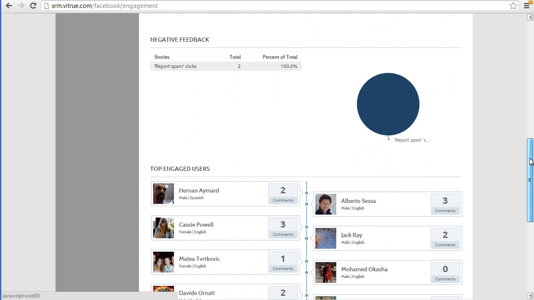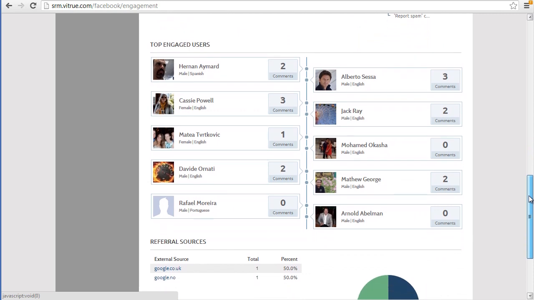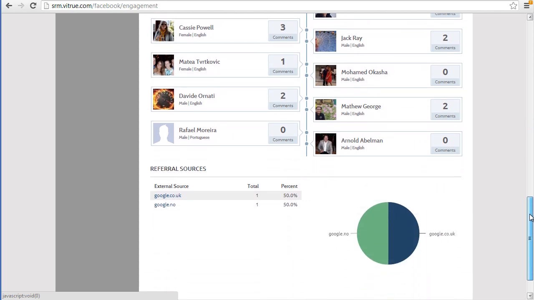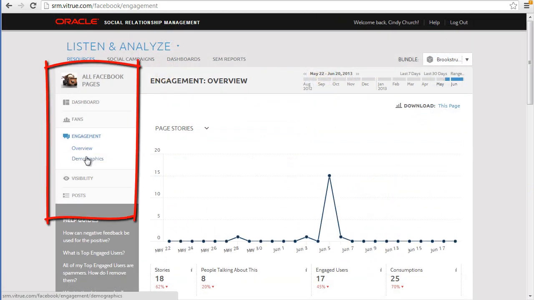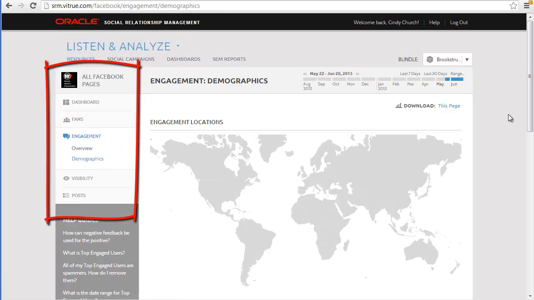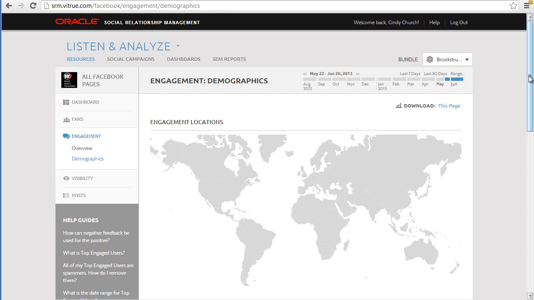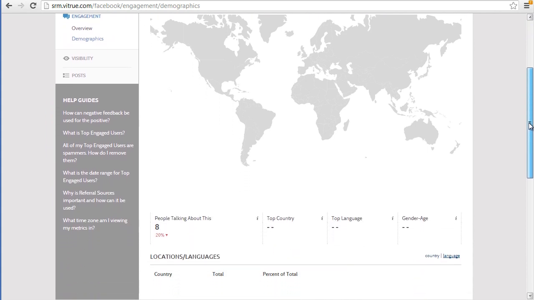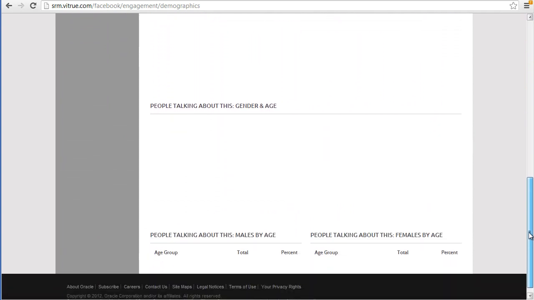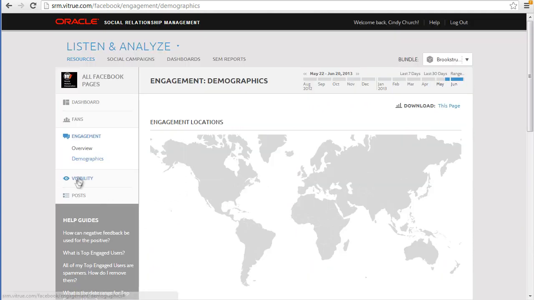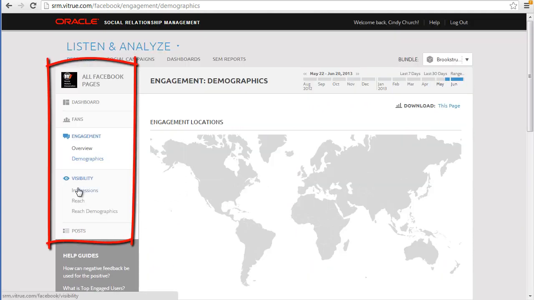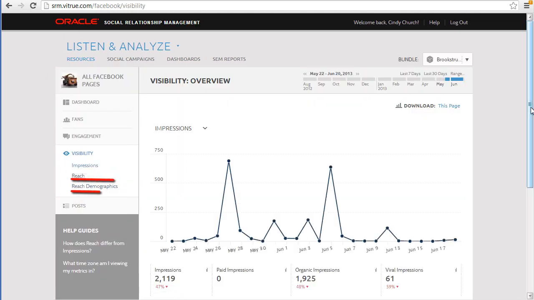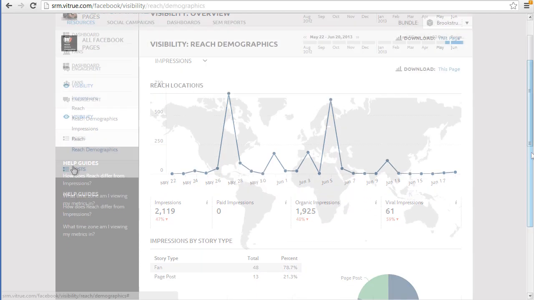You can scroll down to see the list of your top 10 engaged users based on user comments, and referral sources are listed here. The engagement demographics section gives you the location, language, and gender of your fans who like your page and interact, so don't be surprised if your engagement demographics are different from your fan demographics. The visibility section gives you information about impressions of your posts, your reach, and your reach demographics.